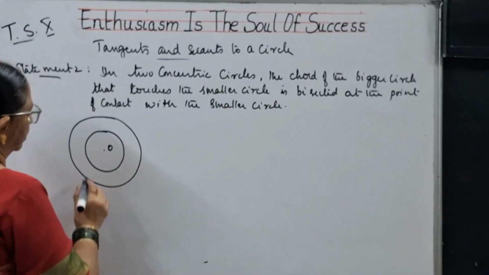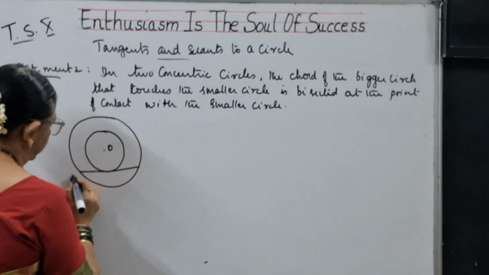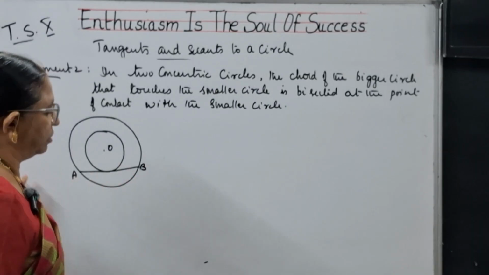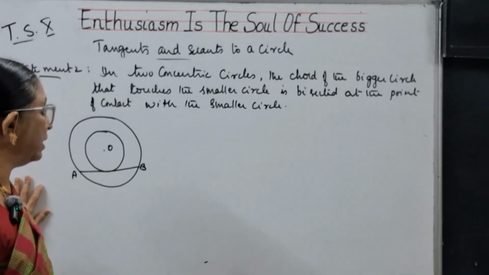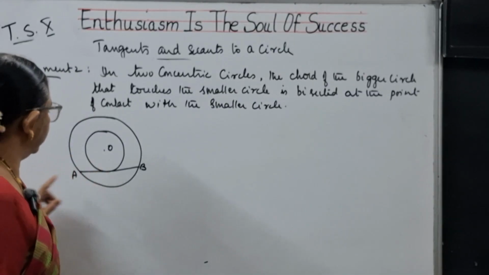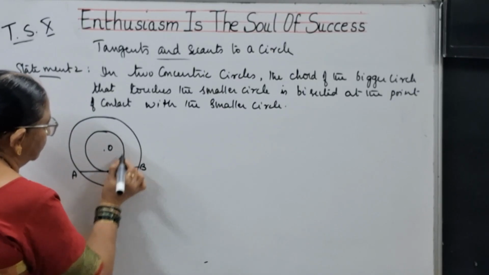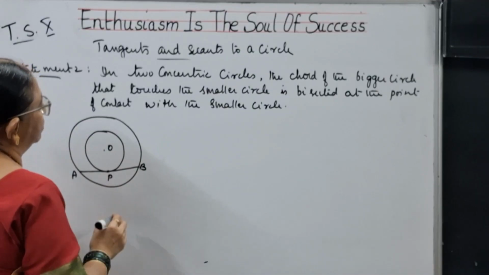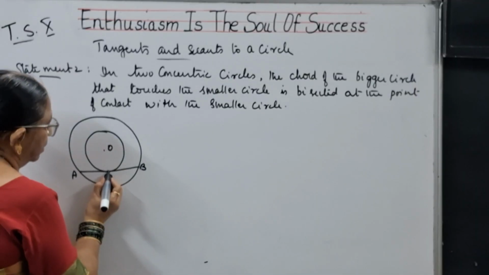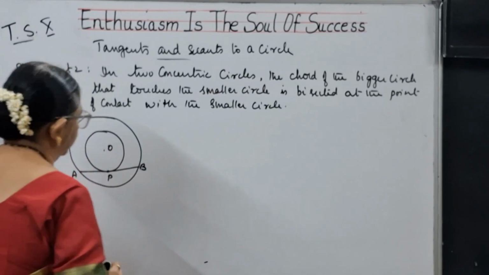The chord of the bigger circle. Outside circle is bigger circle. So AB, this is the chord. You know that chord is the line joining any two points of a circle. If you join, you are getting a chord. The chord of the bigger circle that touches the smaller circle is bisected. So let me take this point as P. Then this chord is touching the smaller circle at P. Then we'll say that it is bisected at the point of contact. This is the point of contact. Bisected means AP is equal to PB. You have to prove. So let us see.